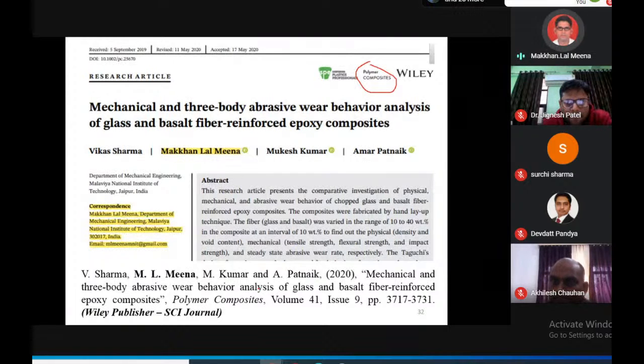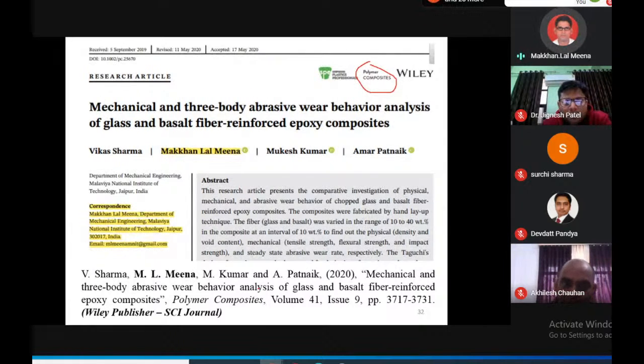So this case study clearly demonstrated that with increase in fiber content, the density and void content of both fibers, first glass and second basalt, both fiber reinforced composites increased. The basalt fiber reinforced composites showed lesser void than glass fiber reinforced composites.